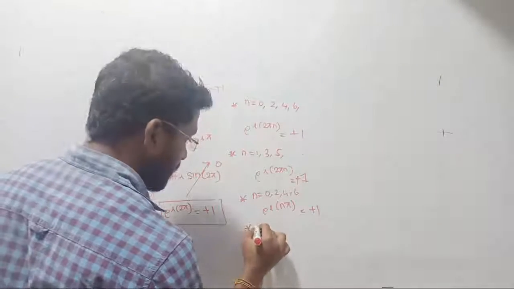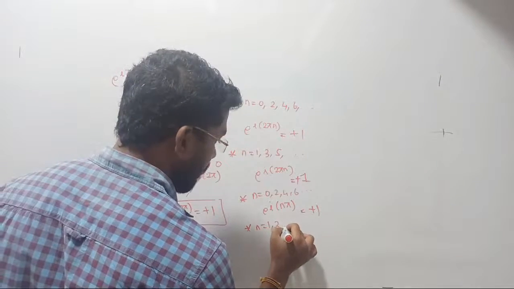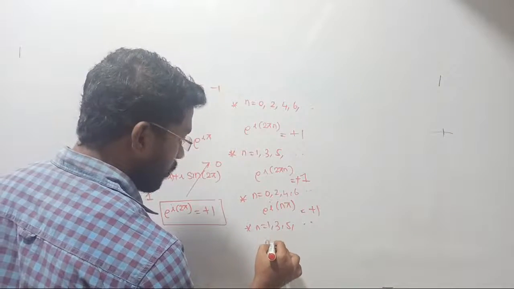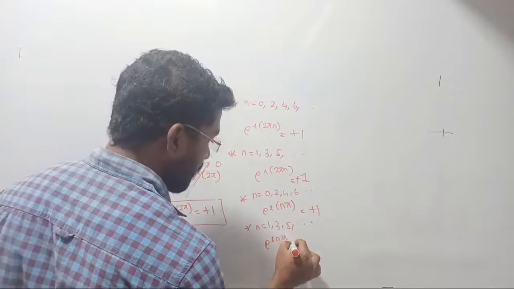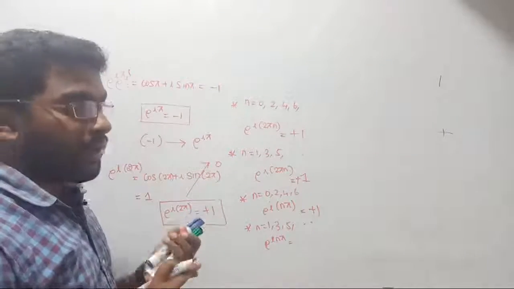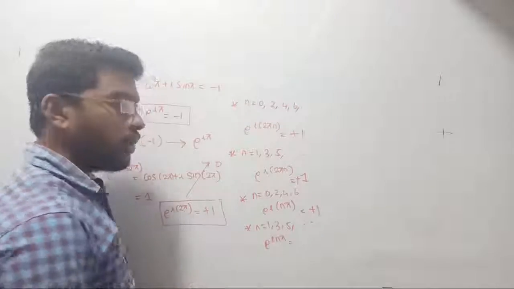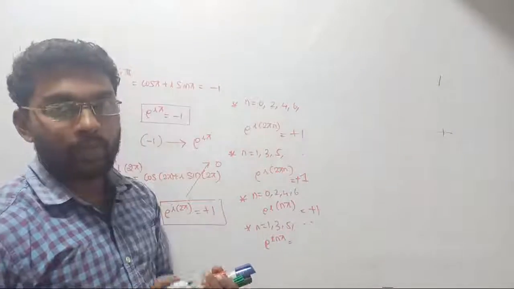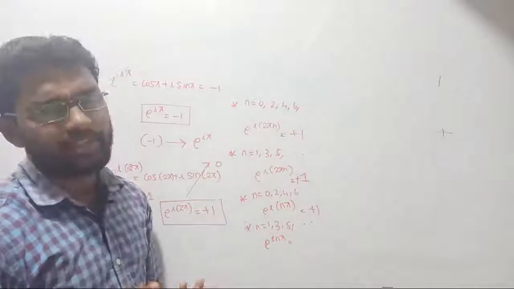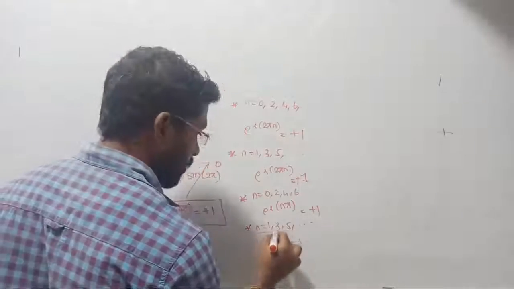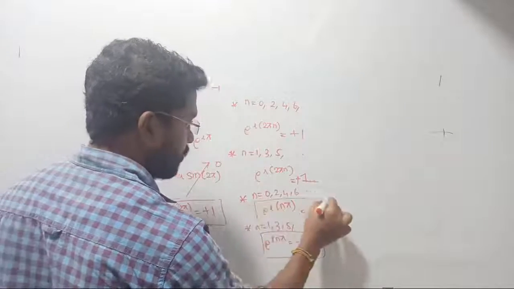Now let us consider n equal to odd values like 1, 3, 5, etc. If I do the same thing now, what are we going to get? e power n times pi such that n equal to 1, we get cos pi plus I into sin pi. Sin pi is 0, but cos pi equals minus 1. Put 3: n equal to 3 gives cos 3 pi plus I into sin 3 pi. Sin 3 pi is 0, cos 3 pi is minus 1, such that it will always be equal to minus 1. It will always be equal to minus 1, right?